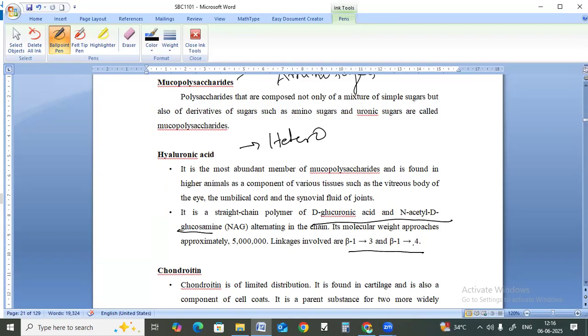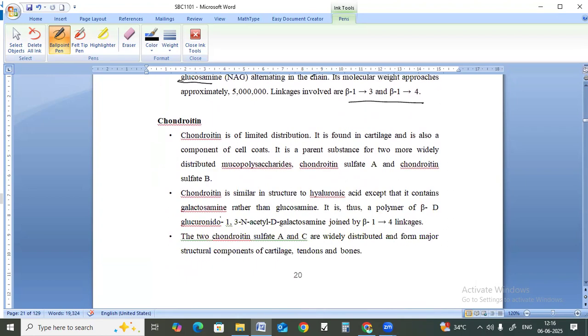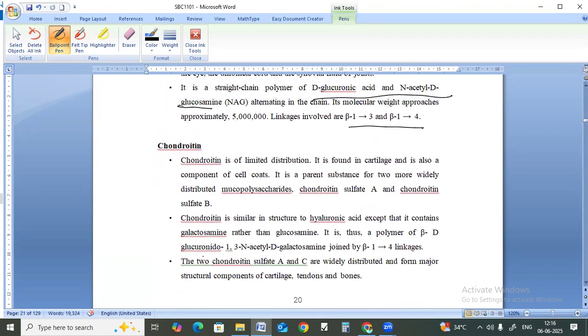And here the main units are D-glucuronic acid and N-acetyl D-glucosamine. And coming to the chondroitin, it is mainly present in cartilaginous tissues, in the form of mucopolysaccharides, chondroitin sulfates. And this is also similar to the structure of hyaluronic acid, and this also contains beta D bonds, and in place of the glucuronic acid it is mainly containing the galactosamine.